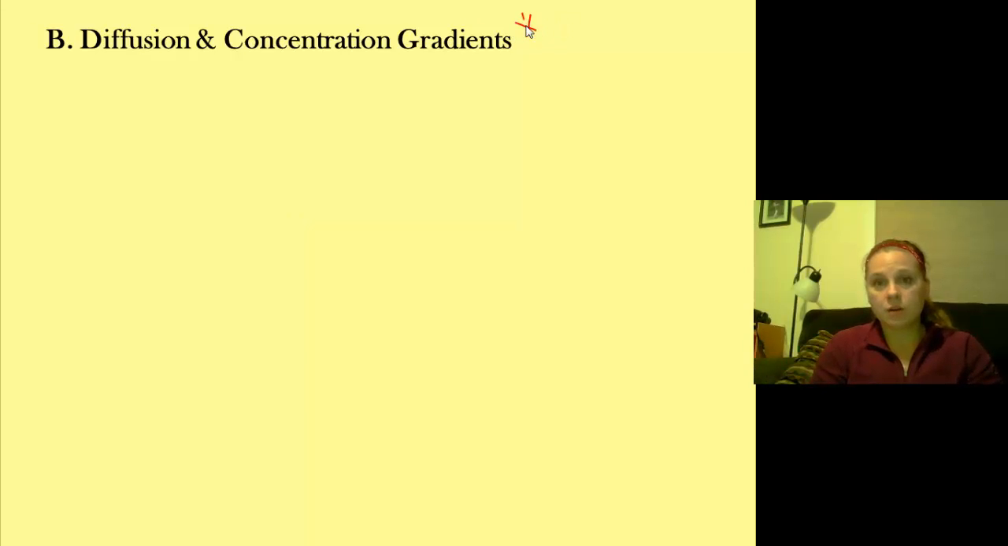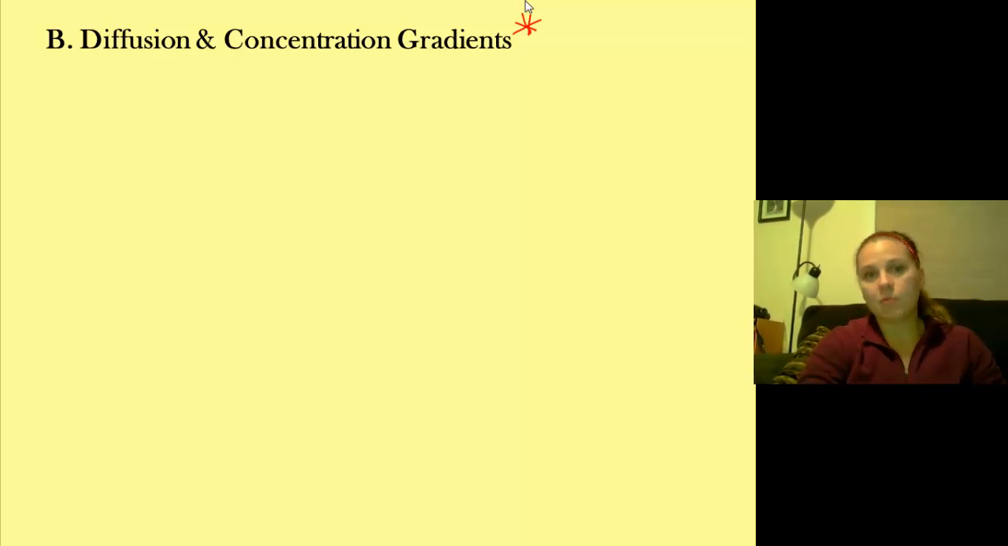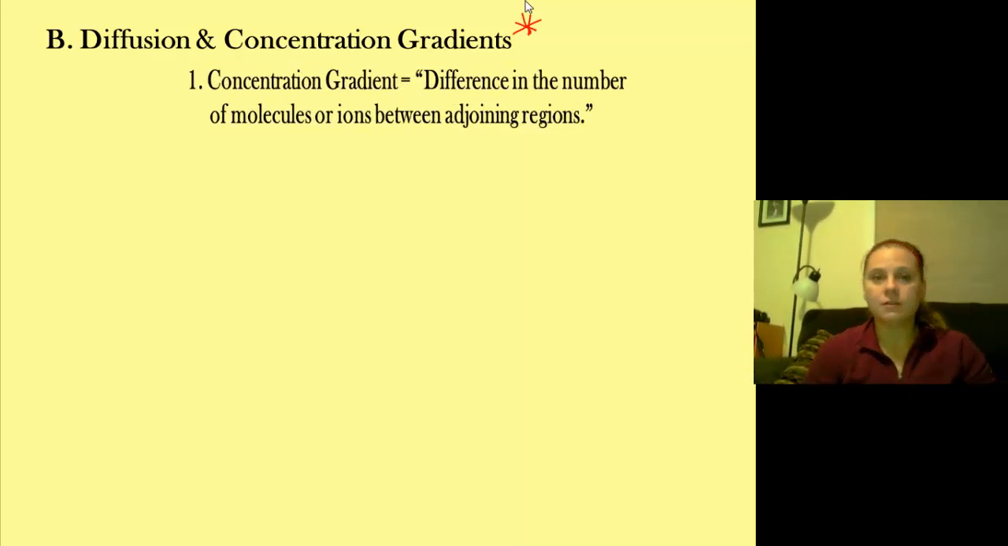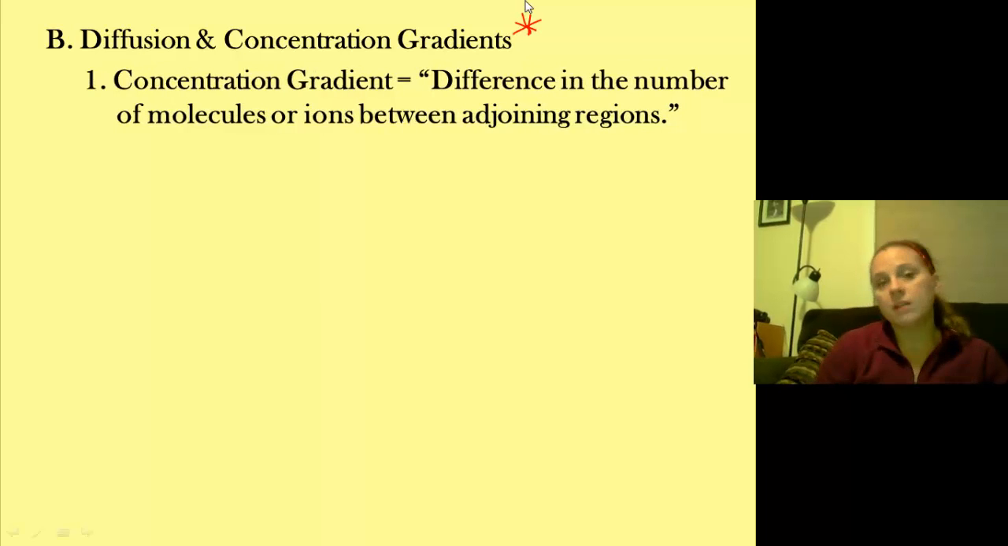Okay, this is a term, again, we're going to use a lot. The idea of a gradient simply refers to a difference from one area to another. And you could be talking about all kinds of things. So we're going to look at it from the standpoint of concentration differences. Okay, so here's your working definition of it.